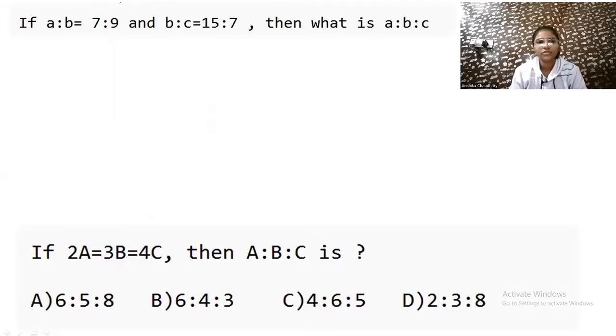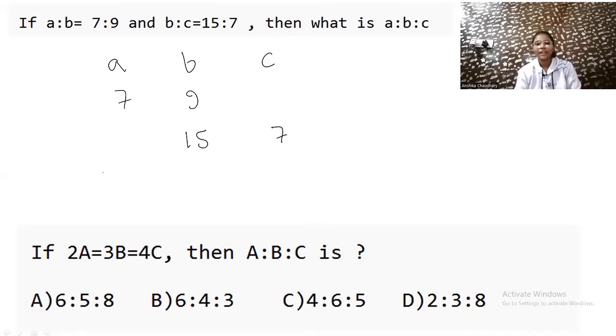All right, the next question is from grouping of ratios. A ratio B is 7:9, B ratio C is 15:7. Then you have to find out A ratio B ratio C. So we will write A, B, C. What is the ratio of A and B? 7:9. What is the ratio of B and C? So we will write 15 and 7, B and C, A and B.